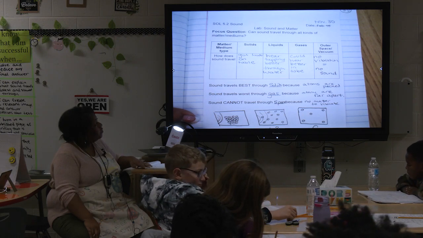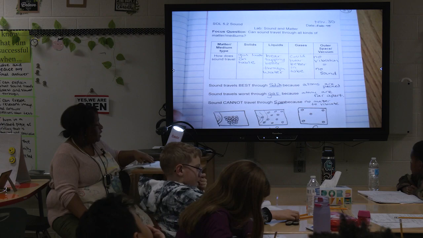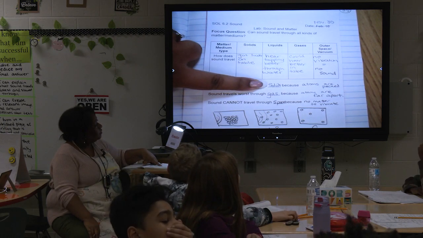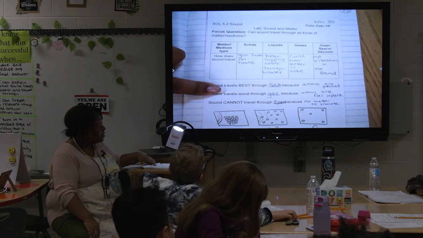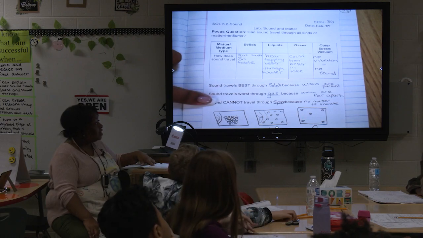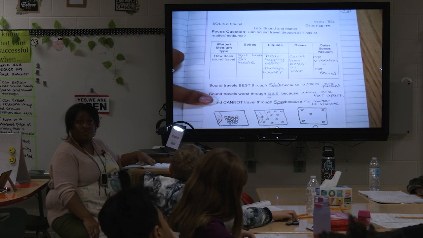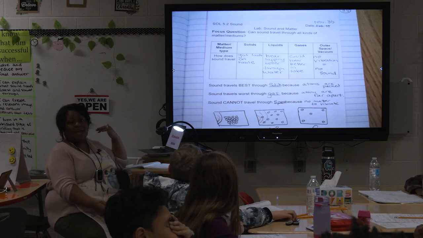So can sound travel through all kinds of mediums? Yeah, it can travel best through solids. It travels the worst or the slowest through gases. It cannot travel through outer space, and it has to do with how the molecules and atoms are packed together.